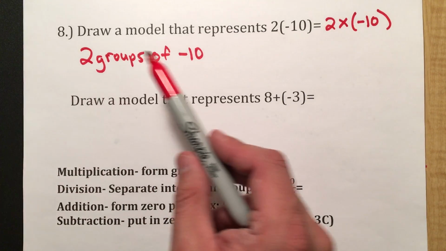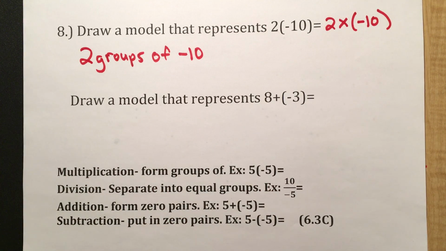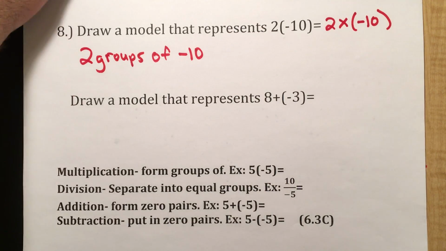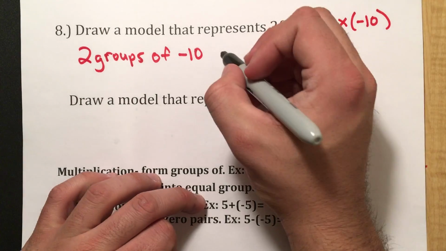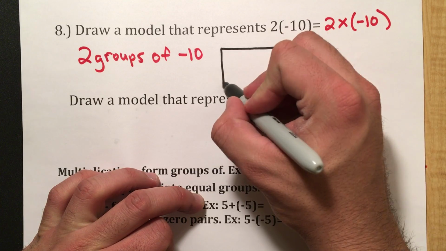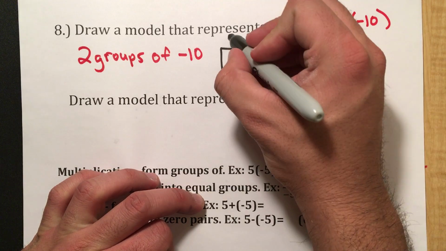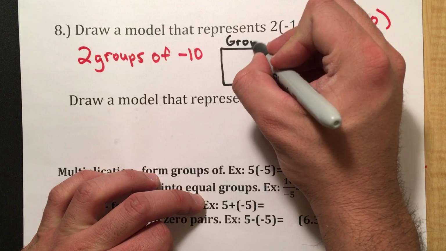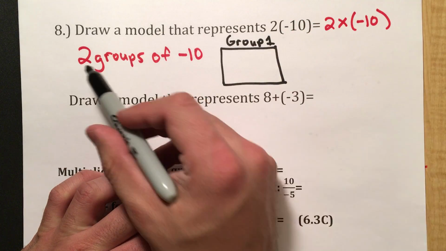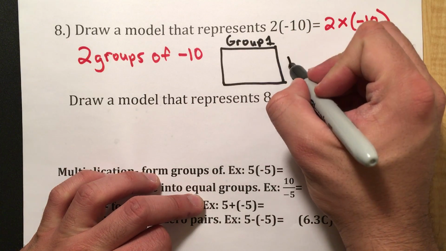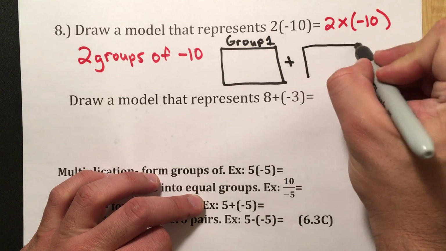So if we're to draw a model, draw a picture to represent this, we need to form two groups and we've got to put negative 10 in each group. So I'm just going to form my first group right here. This box represents my group. This is group 1. And we have two groups, right? So I'm going to have to add a second group.